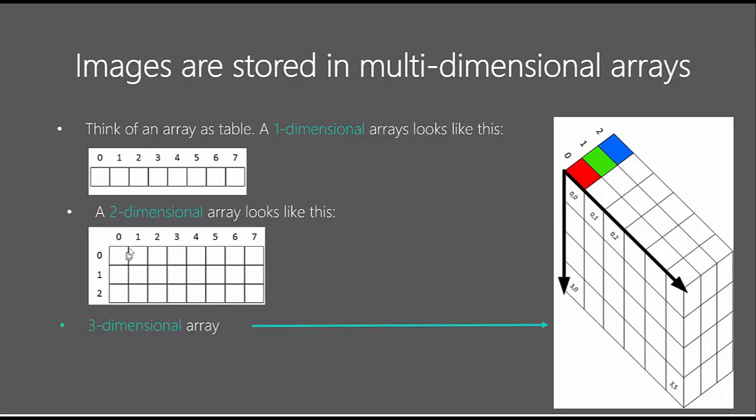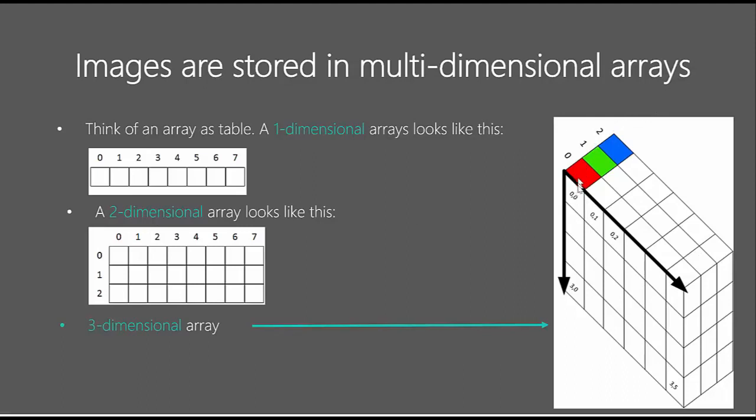So now we need 2 numbers to identify individual cells. Imagine this cell right here, with my mouse cursor over it, is going to be identified by position 1, 1. Think of it like an XY coordinate system. So now we move on to 3-dimensional arrays, which is what we use in OpenCV to store images.